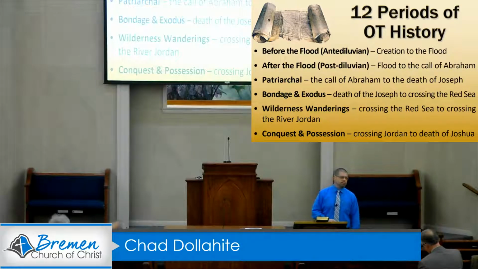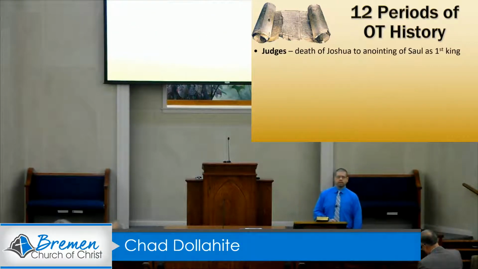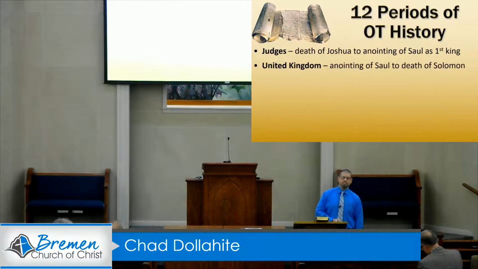But then comes the next period, which is period number 7, Judges, which will be from the death of Joshua to the anointing of Saul as the first earthly king of Israel. And that brings us to period number 8, which is the united kingdom, from the anointing of Saul as the first king to the death of Solomon. Again, sort of approximate here because there's a period after Solomon's death where it's still what we would call the United Kingdom, but again, we're being approximate here.